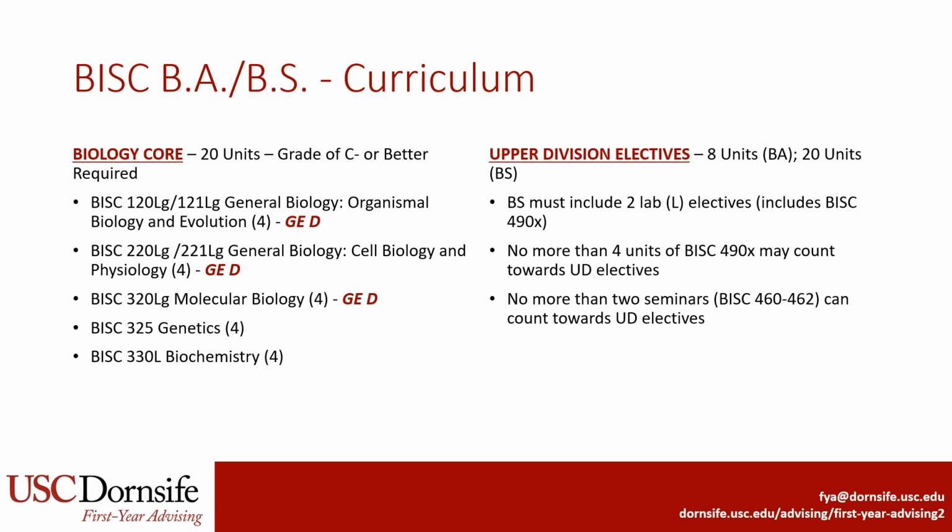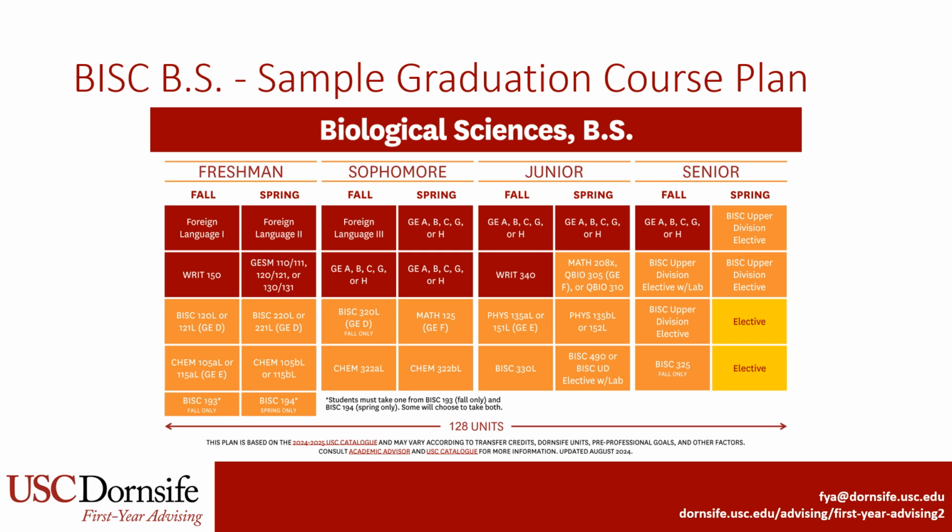Students in the BISC majors take molecular biology, genetics, and biochemistry for their upper division biology core classes. Here you can see a sample plan for the Biology Bachelor of Science. This is just one example of how students could move through the major requirements over the course of 4 years.